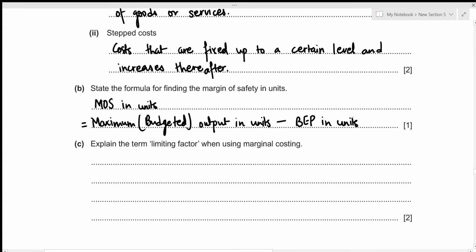Alright, for the third part, we need to explain the term limiting factor when using marginal costing. So we can define any factor to be a limiting factor if it limits the activity of a business. It can also be termed as a shortage of a resource. So when there is a scarcity of a certain resource, such as raw materials or direct labor hours, then we define those factors to be limiting factors when using marginal costing. So let's explain it right here.